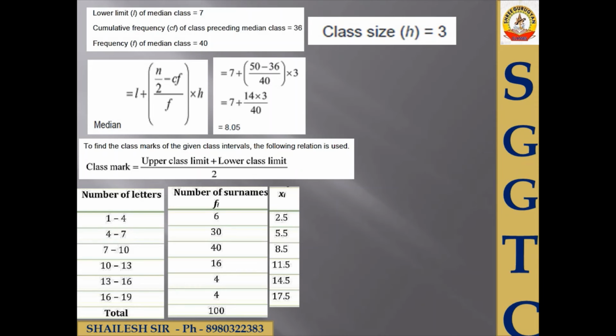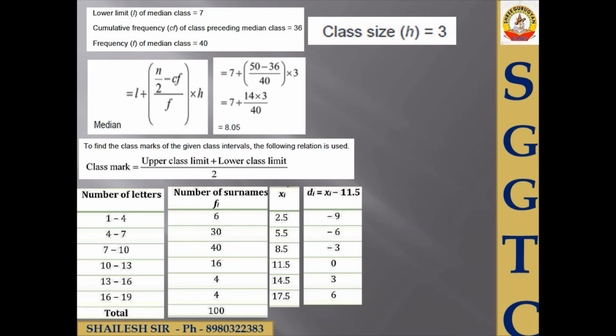Same is going ahead. Now students, check what is the central value of Xi. Yes, there are two central values, one is 8.5 and one is 11.5. So which one are you taking? Any one you can take, students. Either 8.5 is also true and 11.5 is also true. So I am just taking here di equals Xi minus assumed mean 11.5. So 2.5 minus 11.5, right, minus 9. 5.5 minus 11.5, right, minus 6. Same as going ahead, and di is ready.